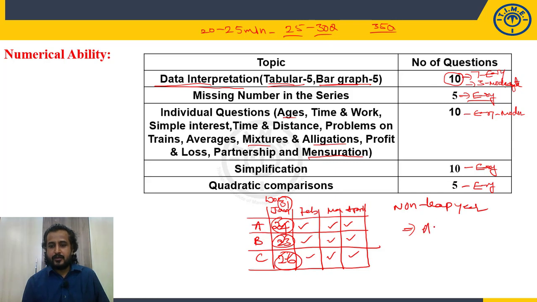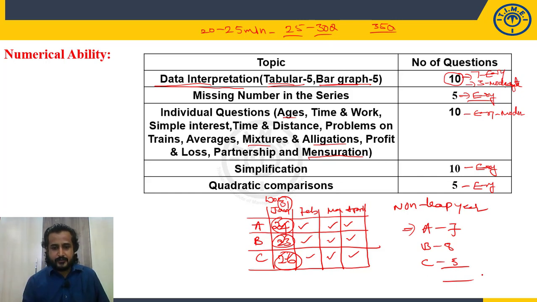So for company A, how many non-working days? 7. Company B, 8. Company C, 5. Now sum of all these 3. Just a very direct question. They just asked how many non-working days are there in the month of January, all companies taken together. So this is a direct question.